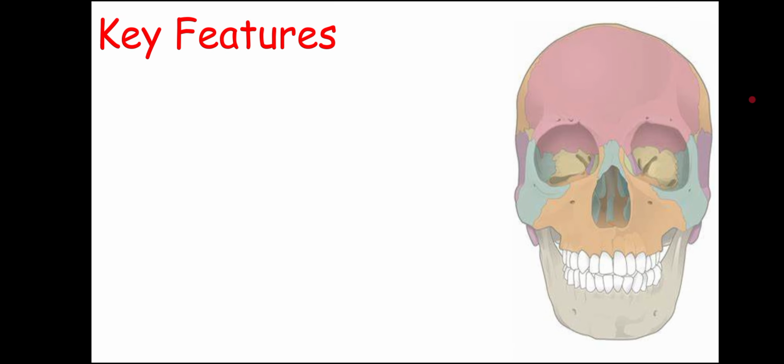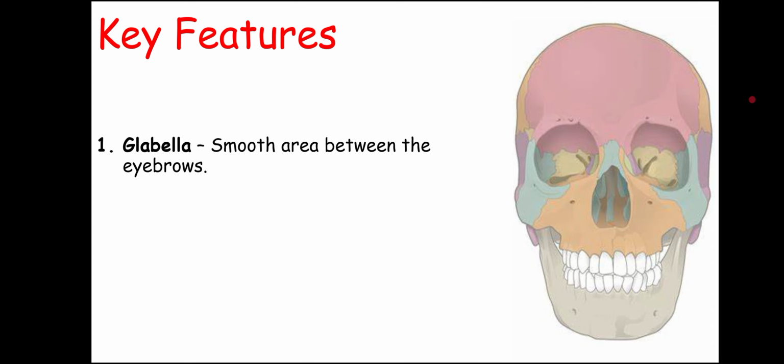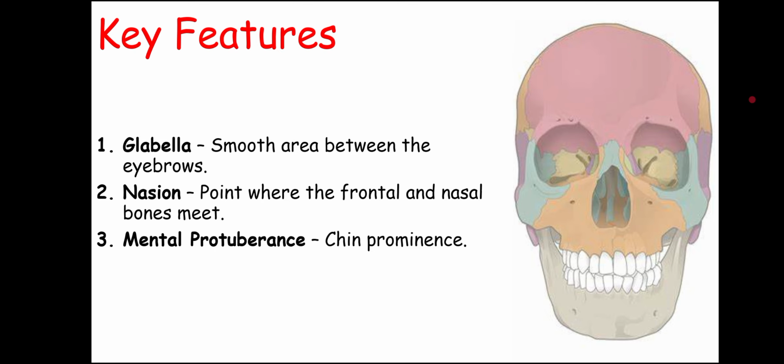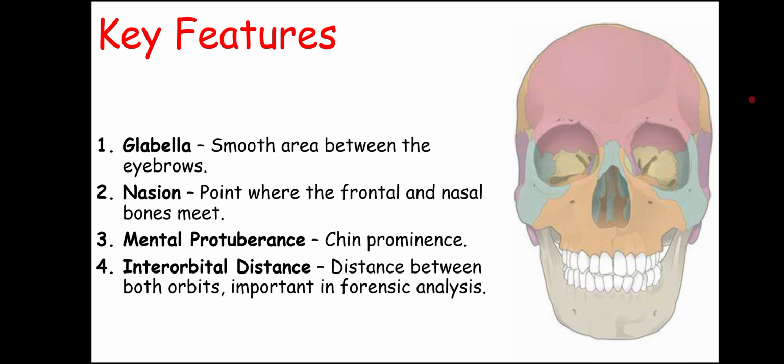Now let's talk about the key features of Norma frontalis. The first key feature is glabella, that is smooth area between the eyebrows. The second key feature is nasion, that is point where the frontal and nasal bone meets. The third key feature is mental protuberance, that is basically the chin prominence or protuberance.